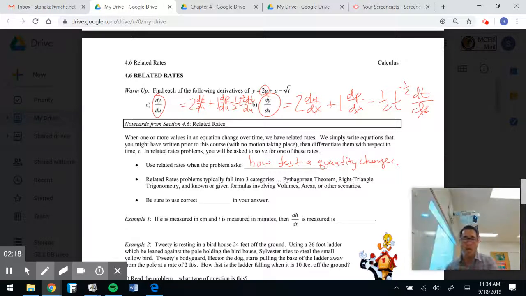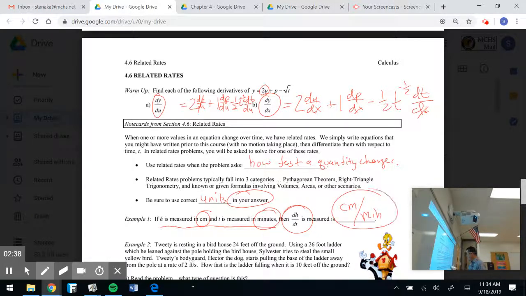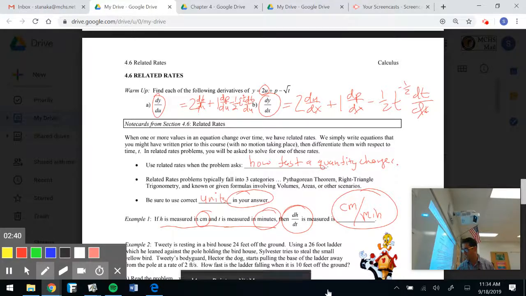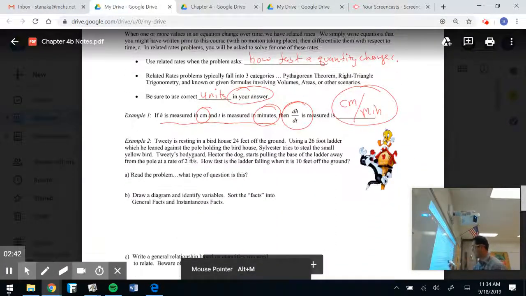All right, be sure to always use correct units when dealing with related rate problems. For example, if h is measured in centimeters and t is measured in minutes, when I find dh dt, that's going to give me a unit of centimeters per minute. Thus, that's how fast something is changing. Let's get after this already, right?